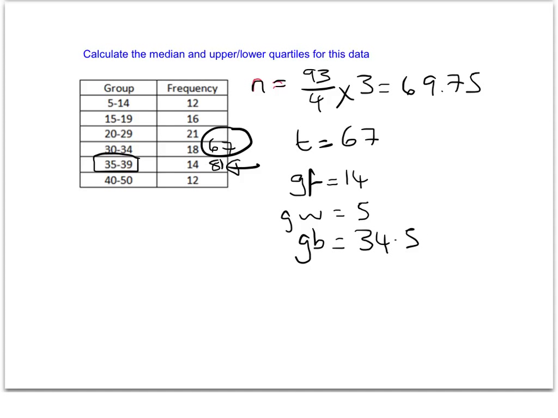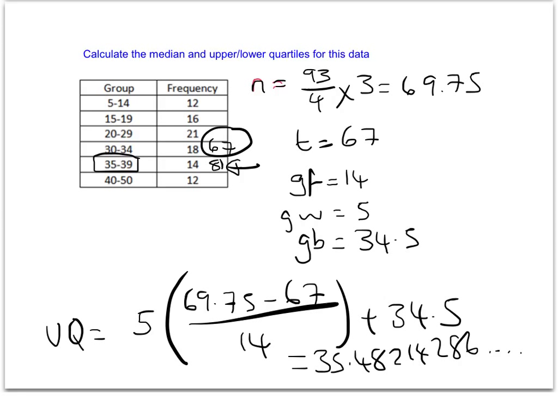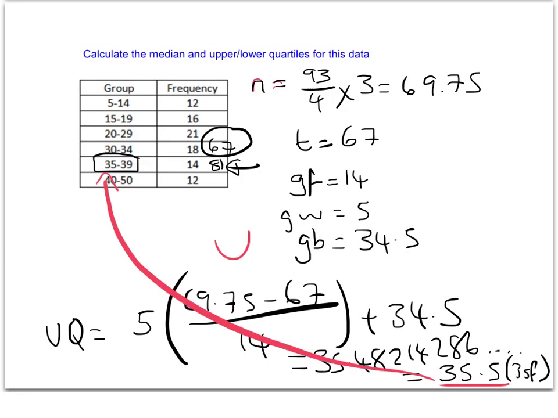And then put everything into the formula. Upper quartile is going to be the group width times n, 69.75, minus t, 67, divided by the group frequency, add on the bottom, and that comes out to be 35.48214286. Full calculator display first, and then 3 significant figures. Quick check, is 35.5 somewhere between 35 and 39? Yes, it is.